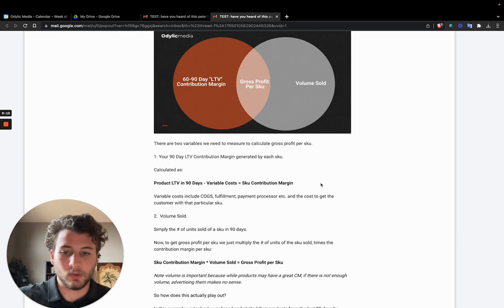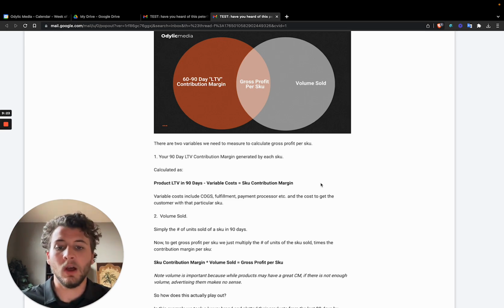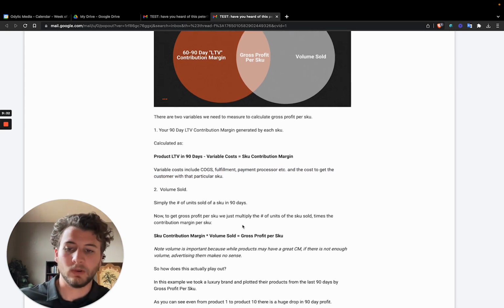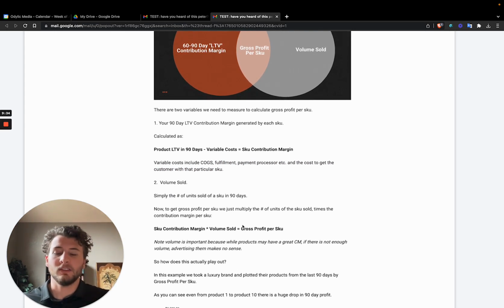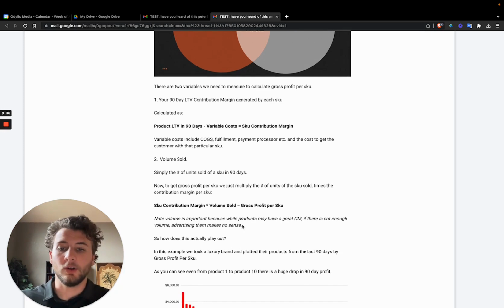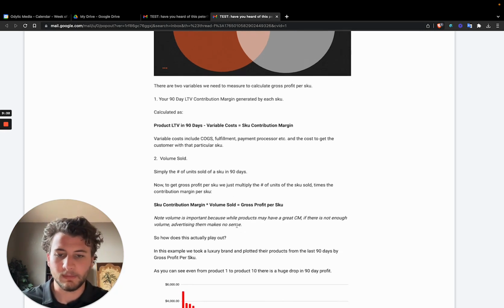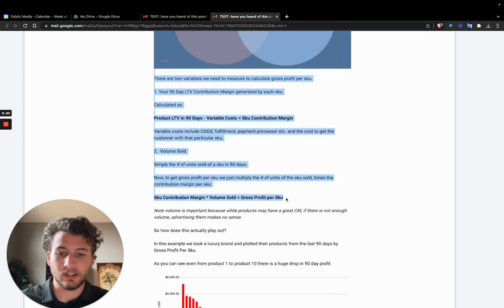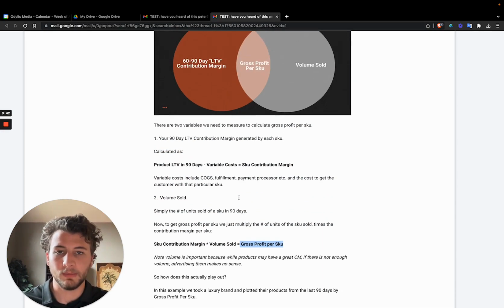Again, subtracting variable costs, so COGS, fulfillment, payment processor, and we will also include the acquisition cost within this, and then that's just going to equal our contribution margin per SKU, right? So our 90-day lifetime value contribution margin, again, just for a particular product. And then we're just going to multiply that by the volume that was sold, by the number of those products that were sold in that time frame. Again, just a multiplication here, and then we get our gross profit per SKU.